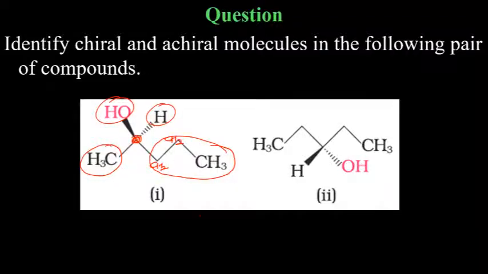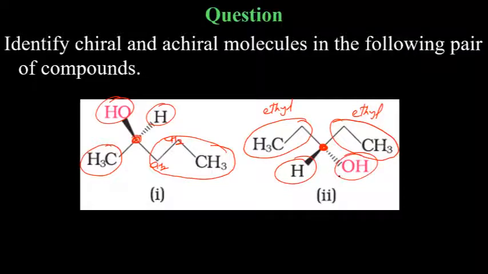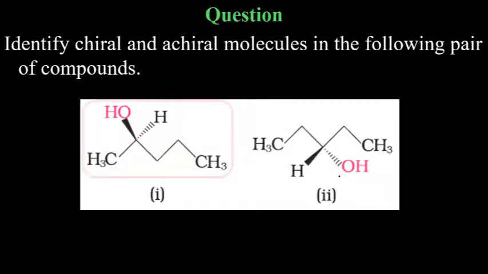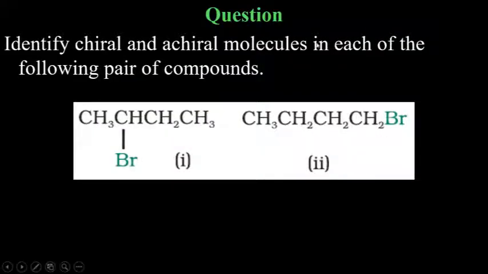All four are different. However, on this carbon, if you see ethyl, ethyl, same. Hydrogen and OH are different, but ethyl, ethyl are same. So not all four are different in second one. Okay. So it means the first one is chiral molecule. Now tell me this one. Which one is a chiral molecule.